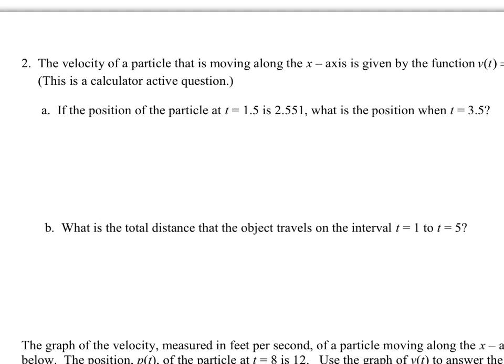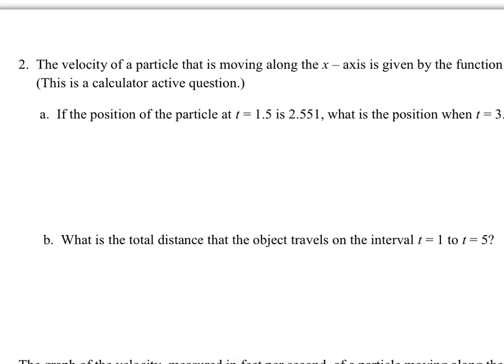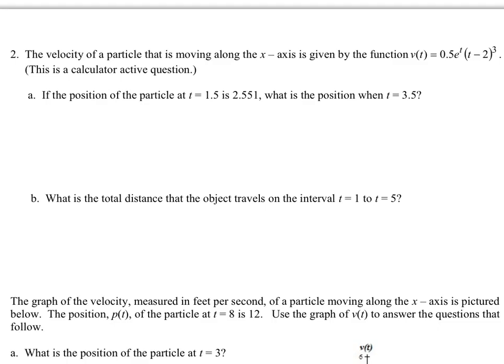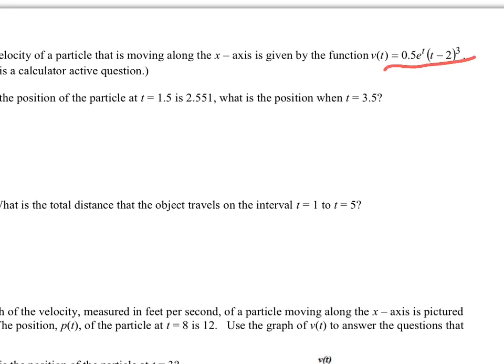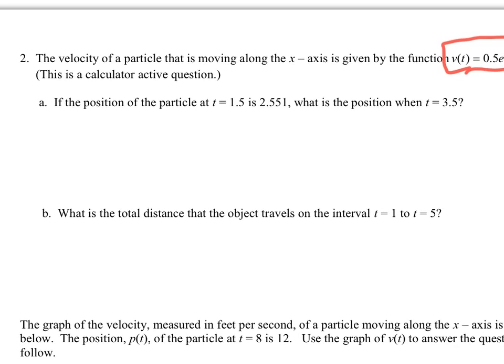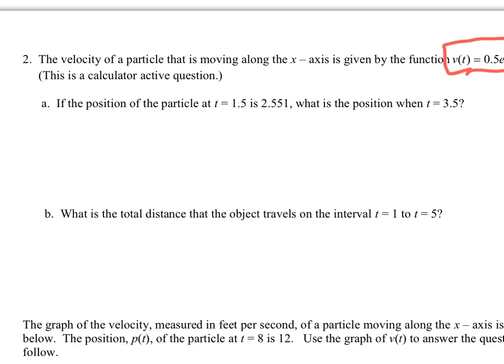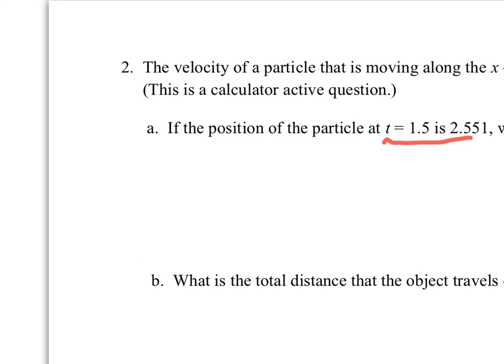All right, number 2. This is a calculator problem. The velocity of a particle that is moving along the x-axis is along this function. Okay, look how ugly that function is. No kidding, calculator. If the position of the particle at t equals 1.5 is this decimal number, what's the position at t equals 3.5? Well, we do it the same way, guys.